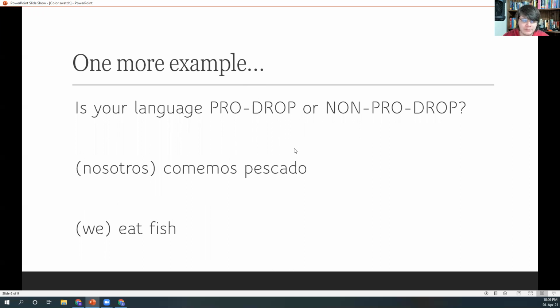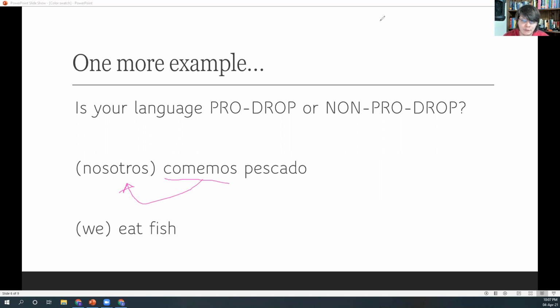Okay, let's have a look at one more example. Is your language pro-drop or non-pro-drop? What does that mean? Well, if we say nosotros comemos pescado, could we drop the pronoun? Could we just say comemos pescado? And the answer is yes. You could just say comemos pescado, because you know from comemos that it means nosotros. It couldn't mean ellos. It couldn't mean yo. It couldn't mean tú.